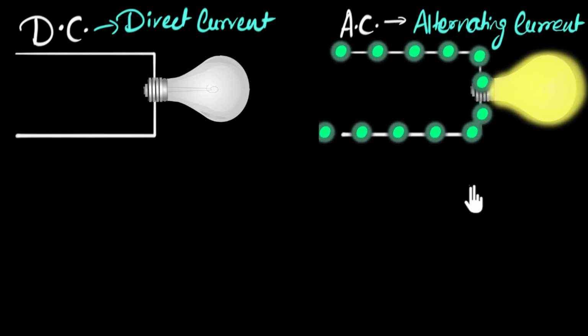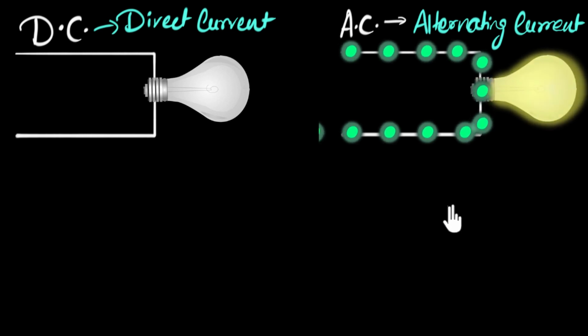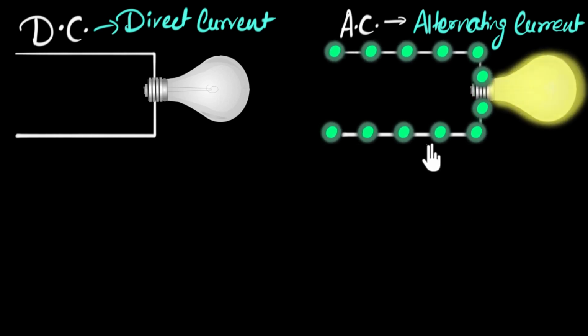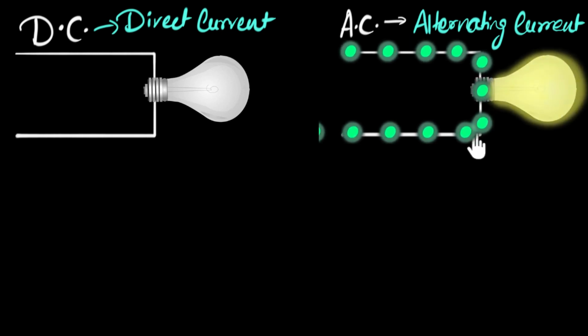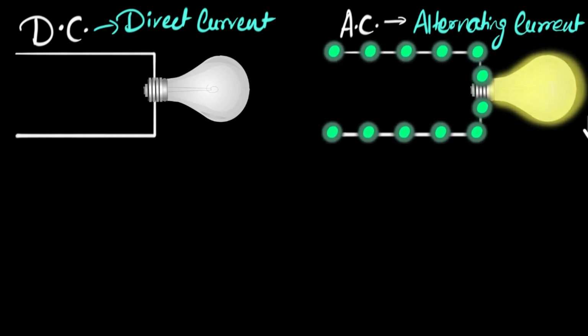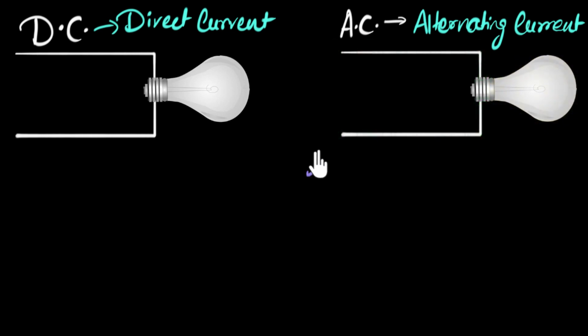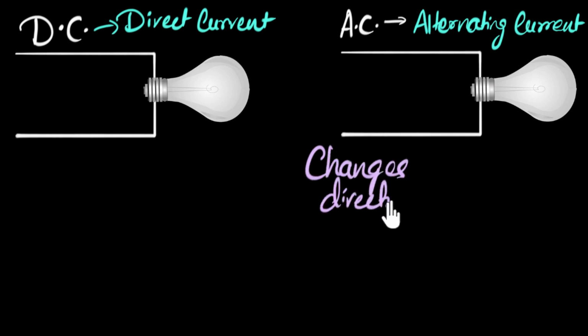And why do you think it flickers 100 times a second? Well, that's because it turns out in India, the current that we get from our main supply changes its direction 100 times a second. So let me just write that down. That seems important. So the current changes direction about 100 times per second.